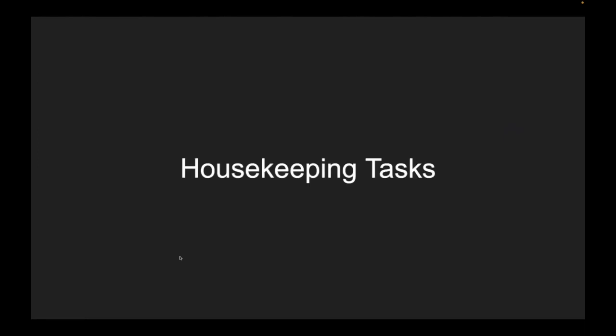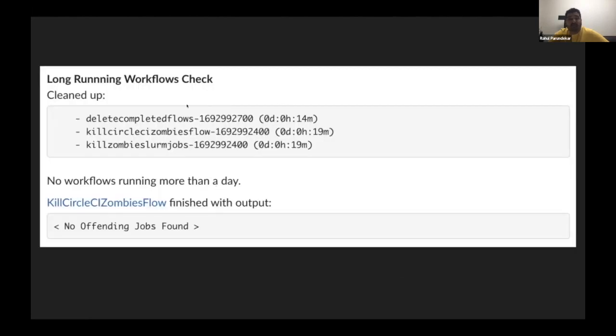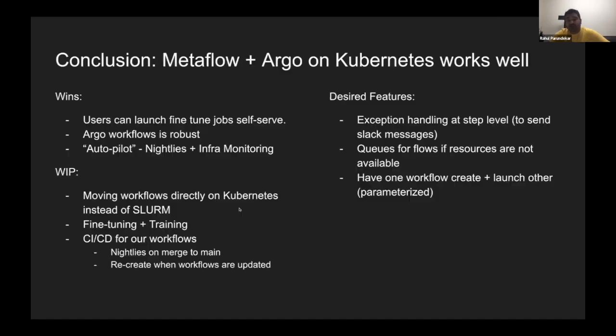And just because I know that I've been taking a while, we also do some housekeeping tasks. So, for example, we check what are the long-running workflows. We also clean up the workflows that have completed a while back, and we are also using Metaflow to trigger our housekeeping jobs. So to conclude, Metaflow plus Argo on Kubernetes works well.